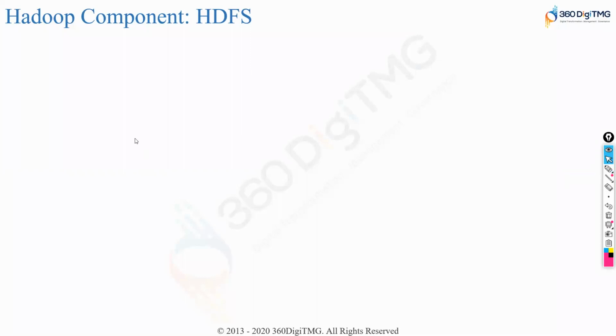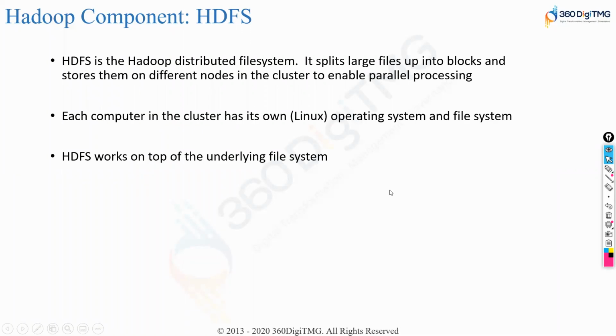HDFS is Hadoop Distributed File System, right? Distributed file system. That means whenever we want to work with any data, the data is getting distributed, right? And that's the concept of the storage of your Hadoop file system. HDFS allows us to split large files into individual partitions, which are called blocks.